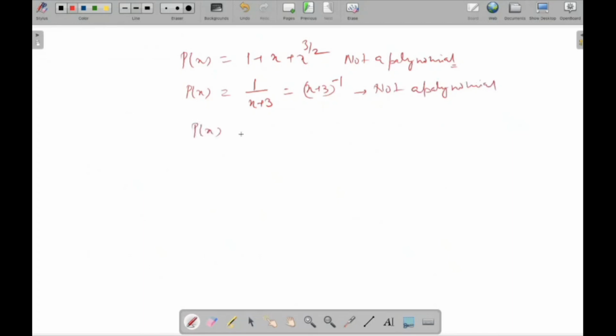Even if it is like 1 upon 1 plus x to the power 3, this is not a polynomial, because if I bring the power up, it becomes x to the power minus 3, and minus 3 is a negative integer. That's the reason I will not be calling it a polynomial. But if I have p(x) equals 1 upon x to the power minus 4 in the denominator, essentially it is x to the power 4, and it is a polynomial.